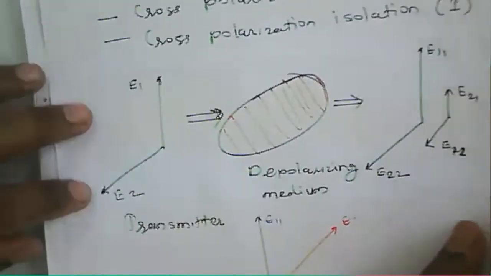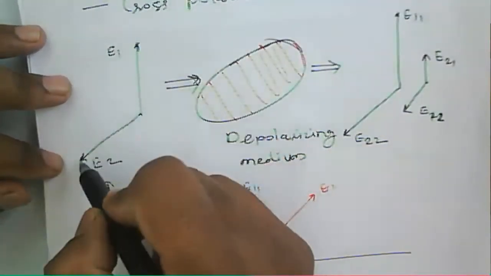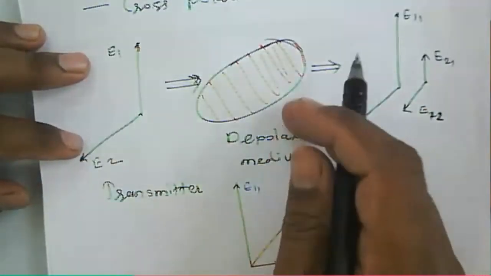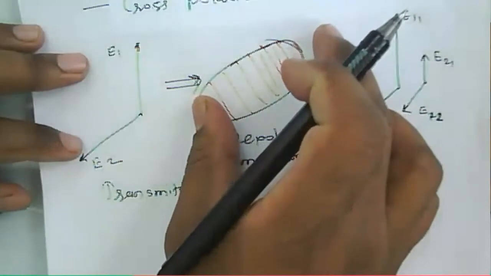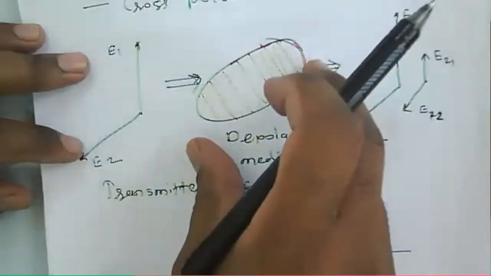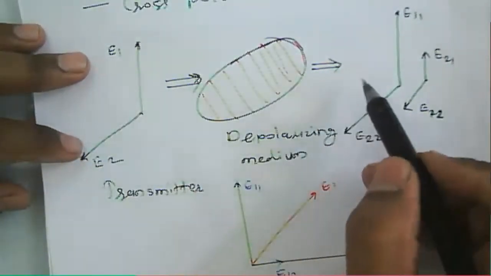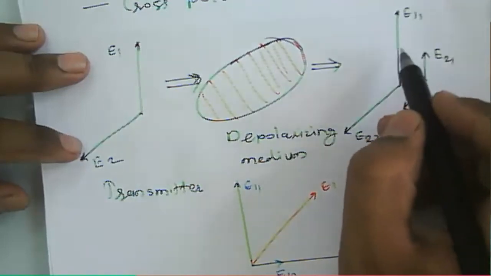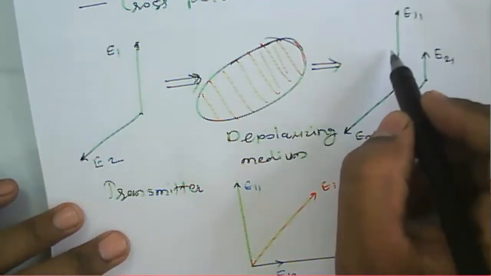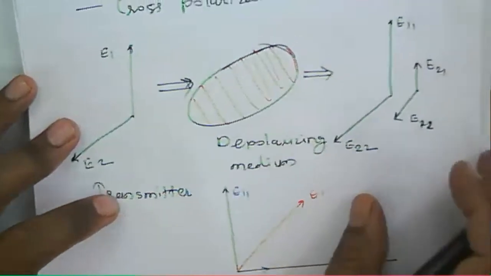Now, how does this depolarization take place? We have one vertical component and one horizontal component. When it is propagating through the depolarizing medium, which in satellite communication is the non-spherical raindrops, the signal propagates through the depolarizing medium. Due to the depolarization, the vector will be decomposed into a vertical as well as a horizontal component.